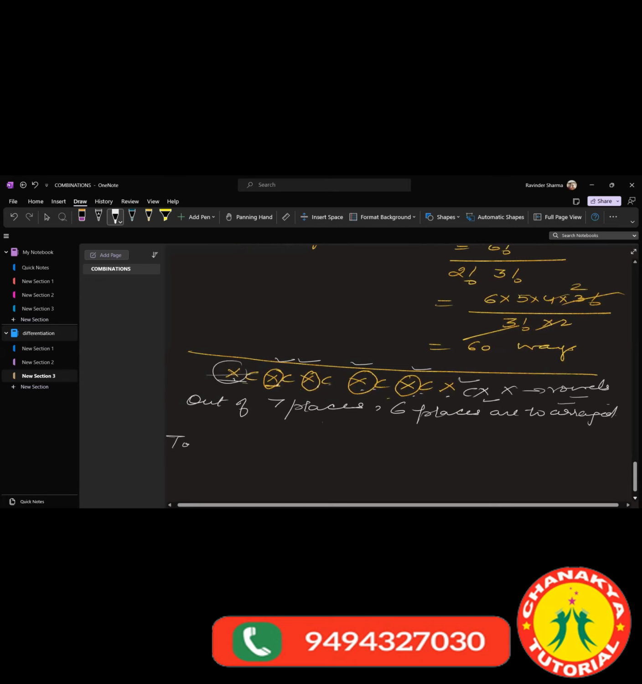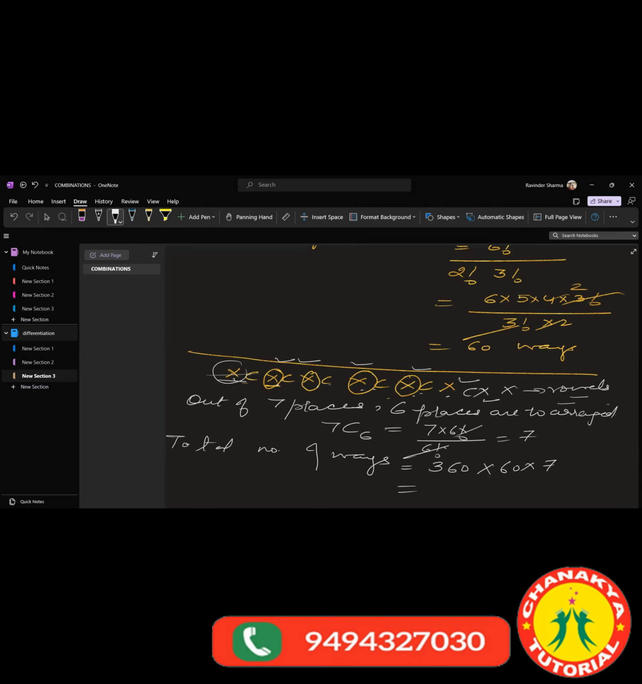So total number of ways: it will be 7C6. So 7 into 6 factorial upon 6 factorial into 1 factorial, so it will be 7. So the total number of ways will be first 360, then 60, then multiply by 7. Now multiply them. 6 7s are 42, 42 into 36 is 1512 and double zero. So the number of ways will be 1,51,200. Clear? Yes, ma'am.